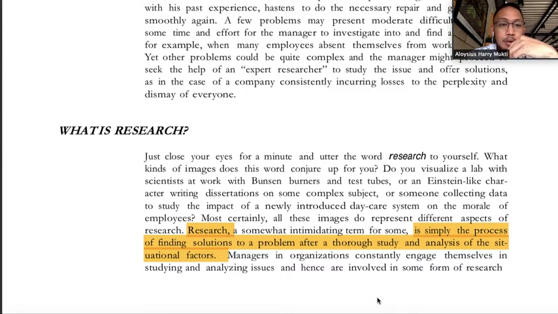Do you visualize a lab with a scientist at work, or are you imagining Einstein with his research? That would be the complicated term, but actually the simple definition of research is the process of finding solutions to a problem, putting emphasis on problem, after a thorough study, and don't forget to analyze the situational factors. So when we are talking about research, there should be a problem.